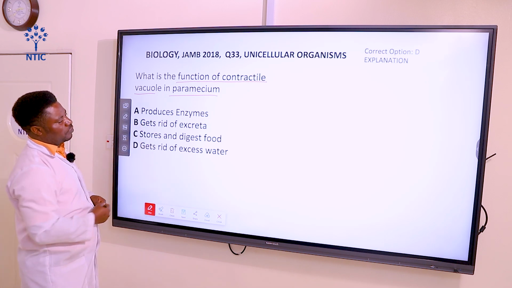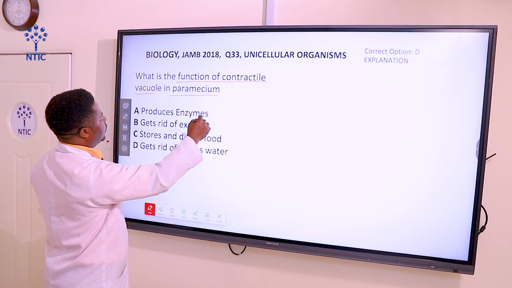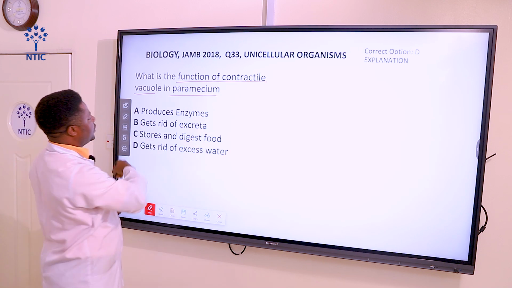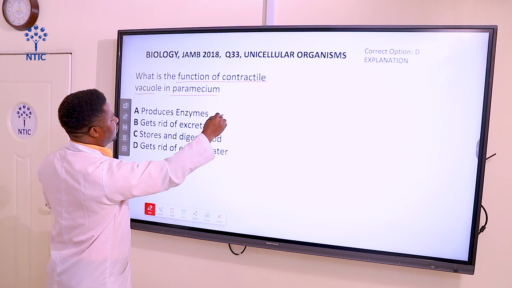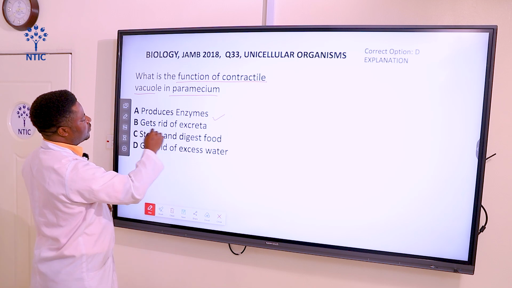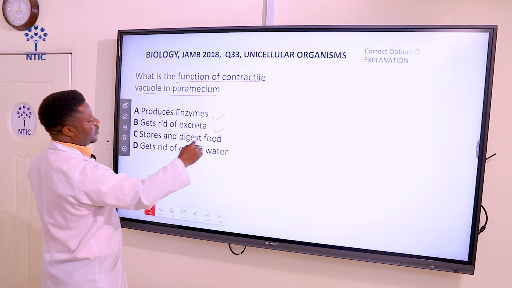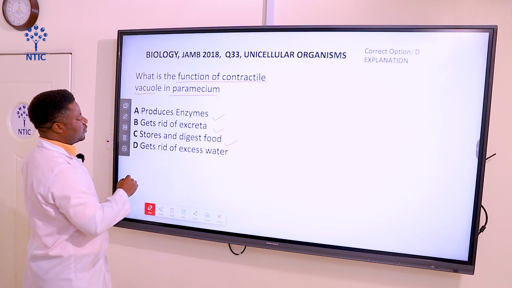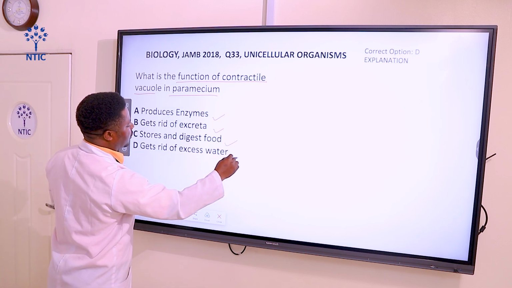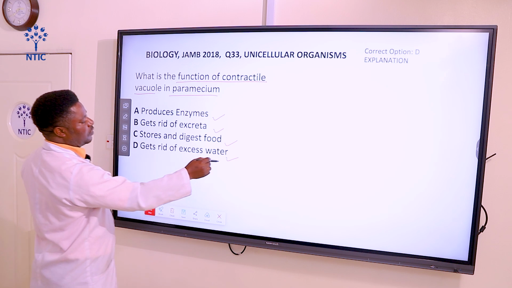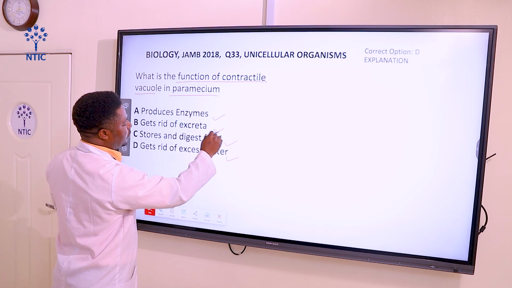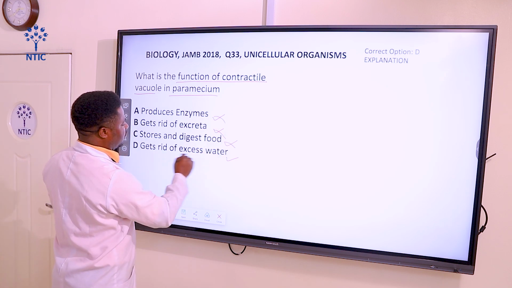Now, what is the answer to this question? Option A says produces enzyme, B says gets rid of excreta, C says stores and digests food, D says gets rid of excess water. The correct answer is D.